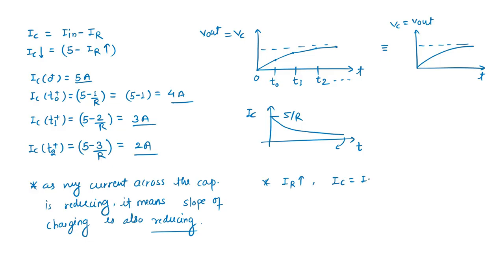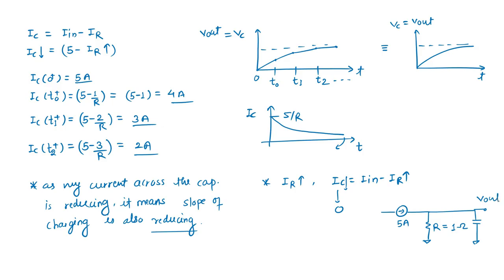So IR is increasing. It simply means slowly what will happen. IC is nothing but IN minus IR. As IR is increasing, so IC is reducing. It means it will reach zero at some point of time. So when it reaches zero, what will happen? What is the scenario of the circuit around that point? So this is your 5 ampere. So when the entire current of 5 ampere is flowing through the resistor, which is nothing but the 1 ohm here in this case. Okay, I have considered 1 ohm, but you can consider R only.